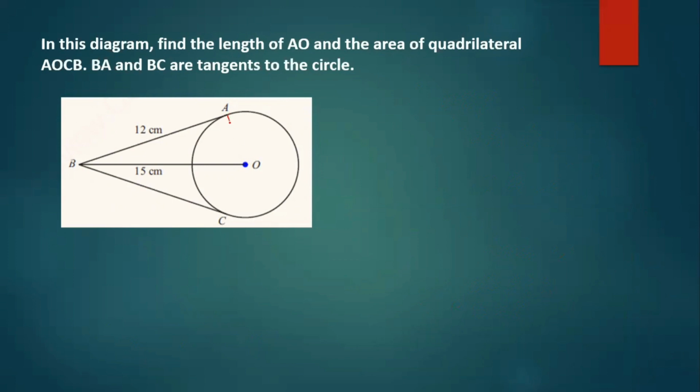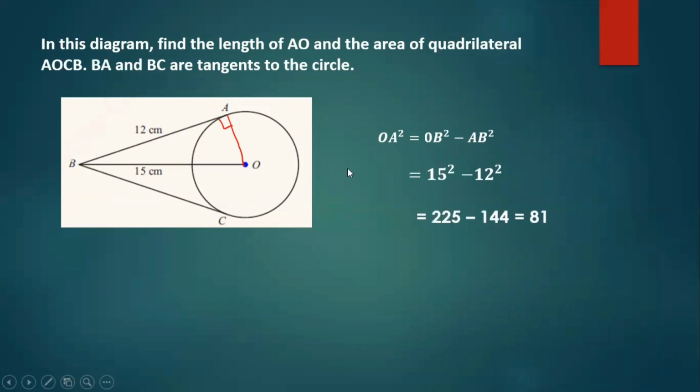Now we already know that the radius is perpendicular to the tangent from theorem 1. We know that the lengths of the tangents are equal, so we are using the first theorem again here. We use the Pythagoras theorem. OB square is equal to OA square plus AB square. So OA square will be OB square minus AB square. Put the values. OB is 15, so 15 square minus 12 square is 225 minus 144, which is 81. Then OA is equal to the square root of 81, which is 9 centimeters.